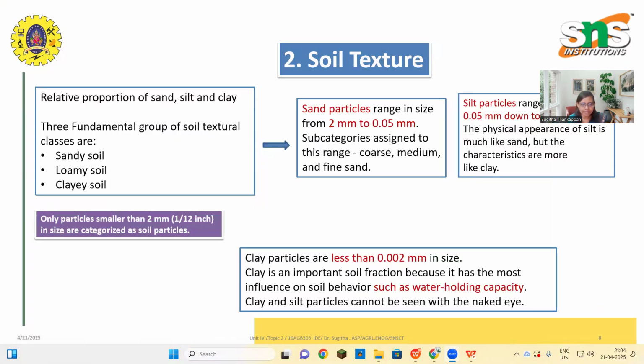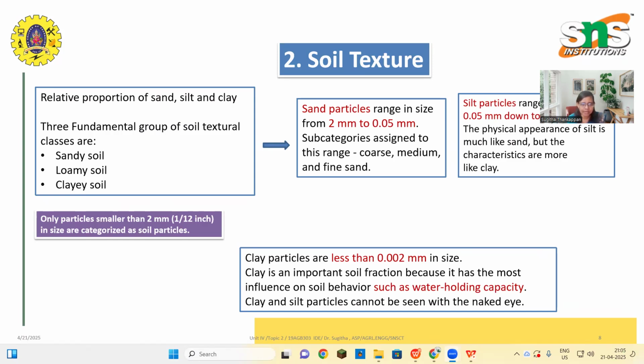So what is soil texture? It is the relative proportion of sand, silt and clay, which forms the fundamental of any soil textural classes. Based on the soil texture, we have three basic soils, that is sandy soil, loamy soil and clayey soil. In all these types of soil, the particle sizes vary.